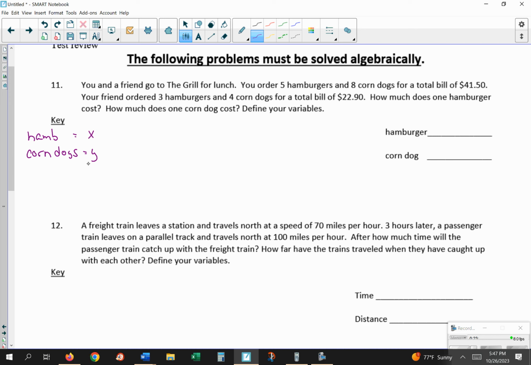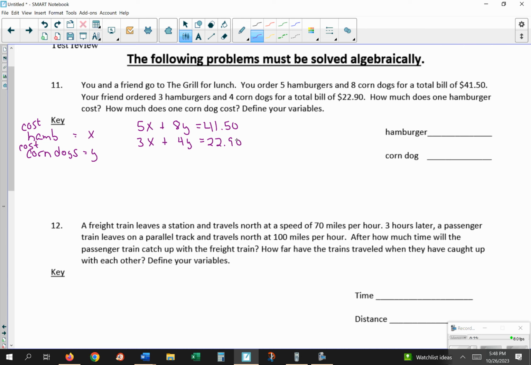We go to the grill for lunch. You ordered 5 hamburgers. Oh, sorry, I always forget to say this. This is the cost of one hamburger and the cost of one corn dog. So if I buy 5 hamburgers times the cost, and I buy 8 corn dogs times the cost, then that total bill was $41.50. Then my second one, very similar. A friend goes in, orders 3 hamburgers and 4 corn dogs, and their total bill was $22.90.